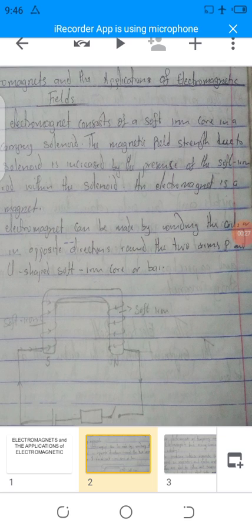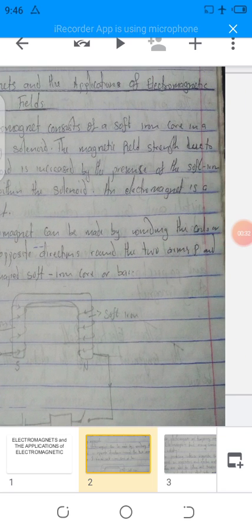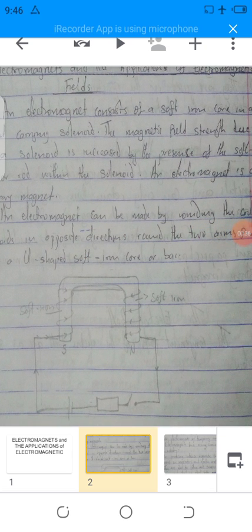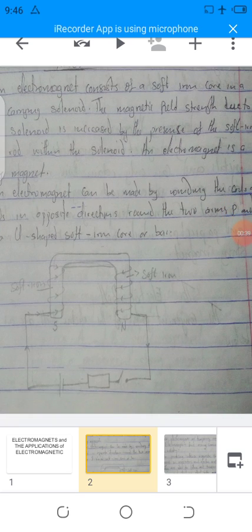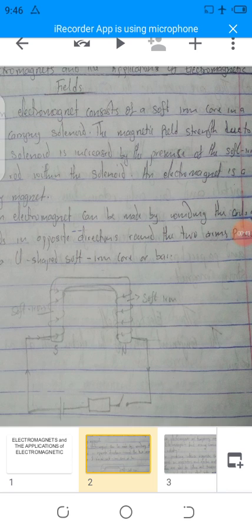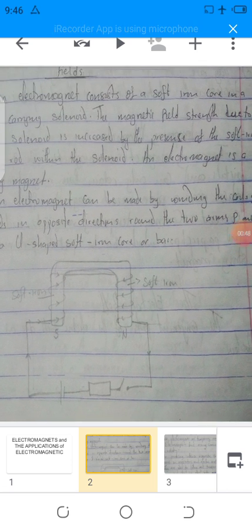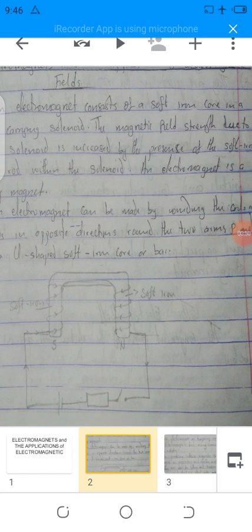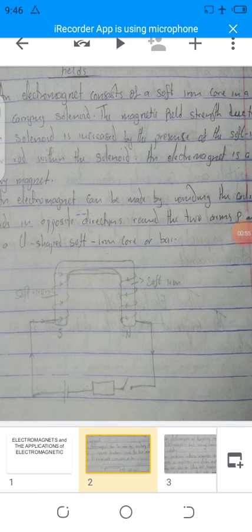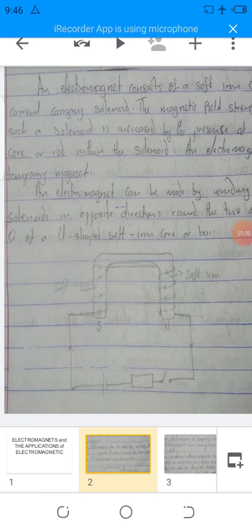The magnetic field strength due to such a solenoid is increased by the presence of the soft iron core or rod within the solenoid. When you place the soft iron core inside the solenoid, a wire wound round, and the current is allowed to flow through it, the solenoid itself produces a magnetic field around it, and at the same time the soft iron core inside also produces a magnetic field. So when you combine these two together, you have a stronger magnet.